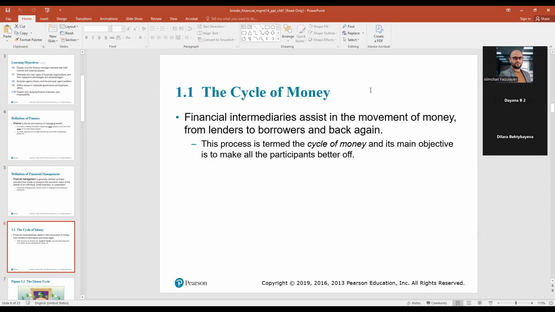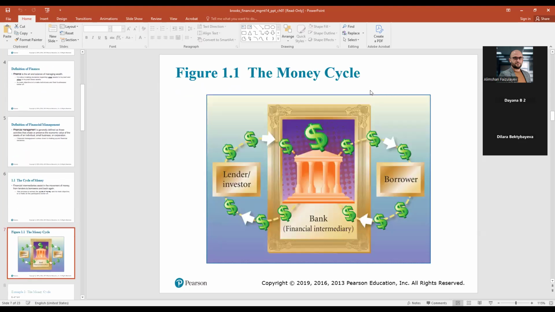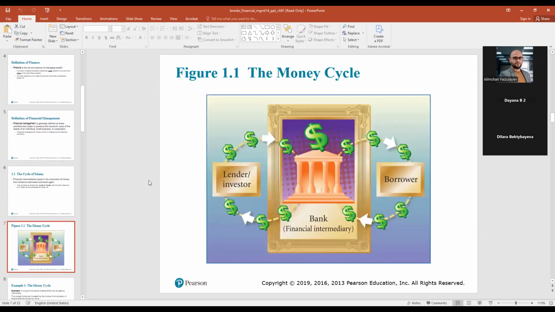What is the difference between the borrower and the lender? Borrower is the one who would like to borrow to get money. The lender is the one who would like to give money, with an excess of cash, okay? And that creates the cycle of money. Okay, we have borrowers, lenders, financial intermediaries, and it circulates.